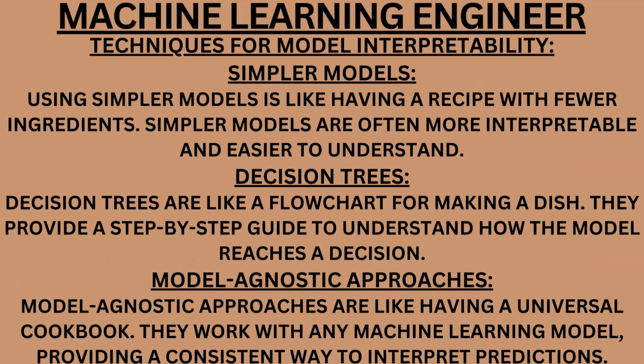Techniques for model interpretability. Simpler models. Using simpler models is like having a recipe with fewer ingredients. Simpler models are often more interpretable and easier to understand. Decision trees. Decision trees are like a flow chart for making a dish. They provide a step-by-step guide to understand how the model reaches a decision. Model agnostic approaches. Model agnostic approaches are like having a universal cookbook. They work with any machine learning model, providing a consistent way to interpret predictions.